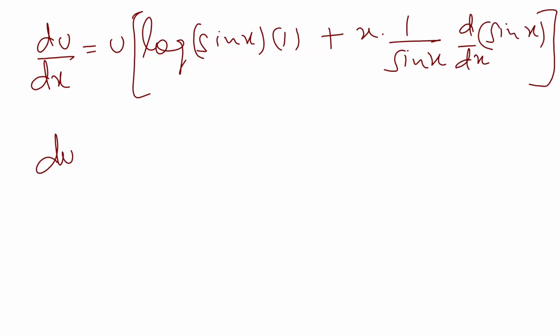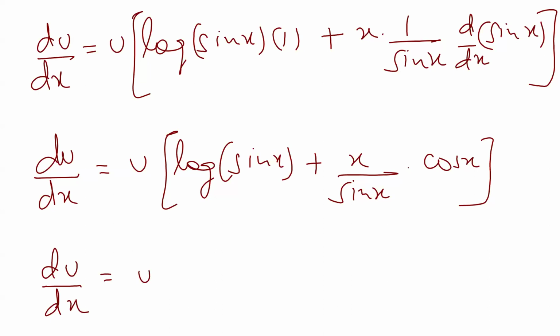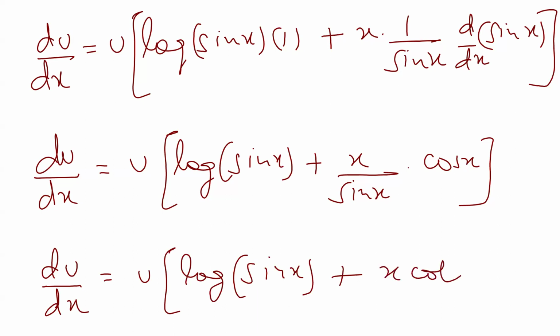Okay, so du by dx, final answer: u times log sin x plus x upon sin x into cos x. Now cos x upon sin x can be written as cot x, so log sin x plus x cot x. We got the value of du by dx. In equation number 1 which you have copied, there are two things that we require: du by dx and dv by dx. So du by dx we have calculated.